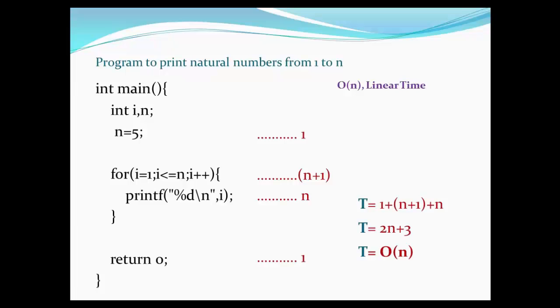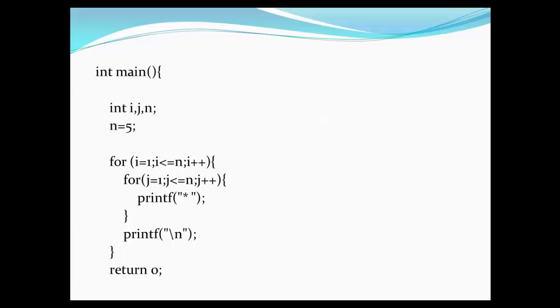This O of n is known as linear time. Linear time complexity means that as n grows, the runtime of the algorithm will also grow at the same rate. So let's try another example with a nested loop.